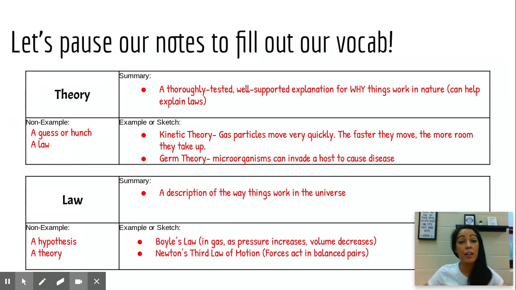So these are great non-examples for theory. It's not some random idea, and it's also not a law. A theory is deeper than a law because it explains why things happen.